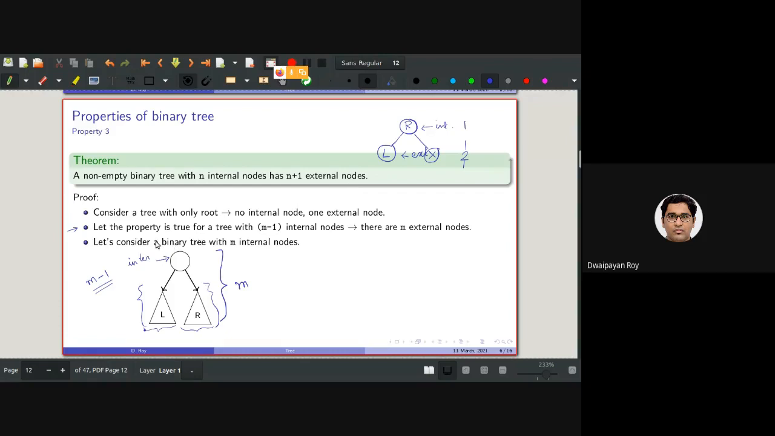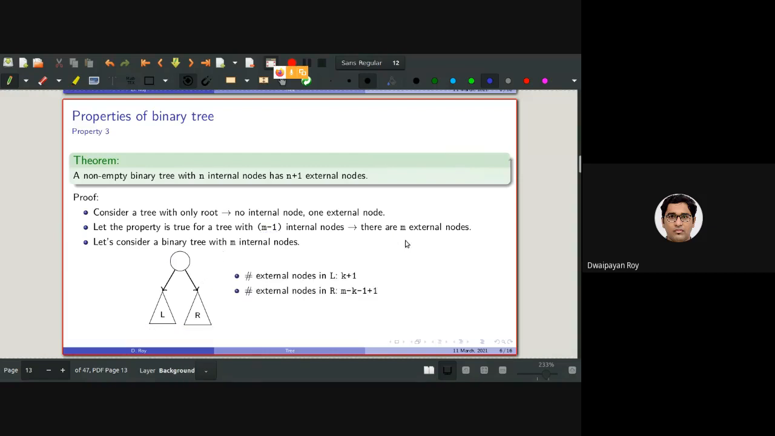So basically my point is, this assumption that I'm stating here is that we are assuming it is true for up to m-1 internal nodes. So now we have seen that for this tree with m internal nodes, if we exclude the root, it will contain m-1 internal nodes. And we have already assumed that it is true for m-1 internal nodes, for which it will contain m external nodes.